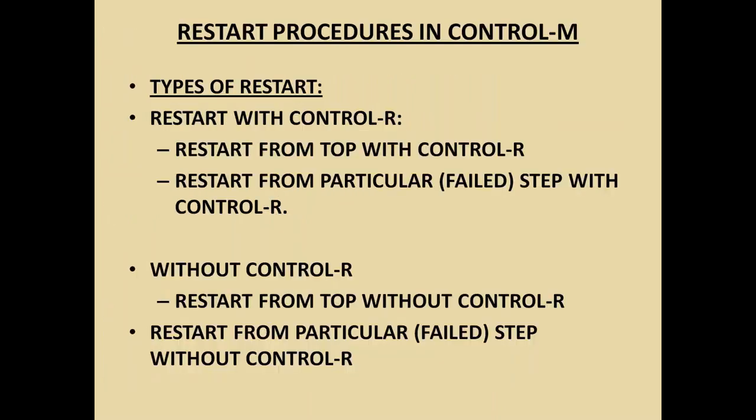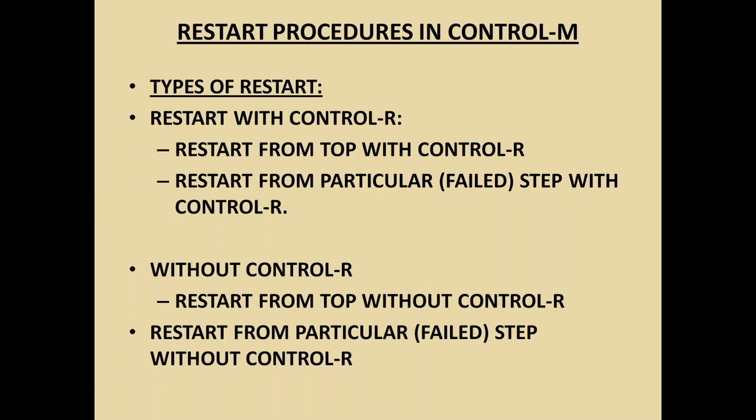Your next important and the last topic here is your restart procedure in Control M. Whenever any job goes into ended not okay status, the application team will ask you to give some overrides on a job. Once the overrides are given, the application team will tell you to restart the job in Control M. This concept explains how to restart a job and the types of restart. The first is restart with Control R, that is your Control M restart. The second is without Control R. First we will see restart with Control R.